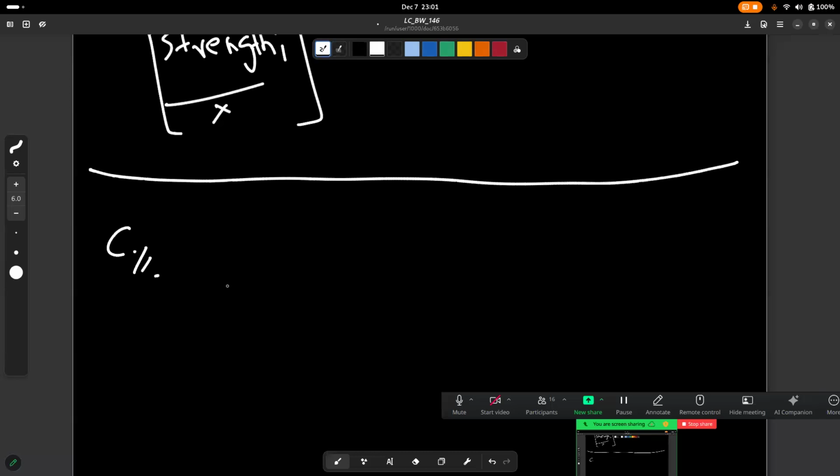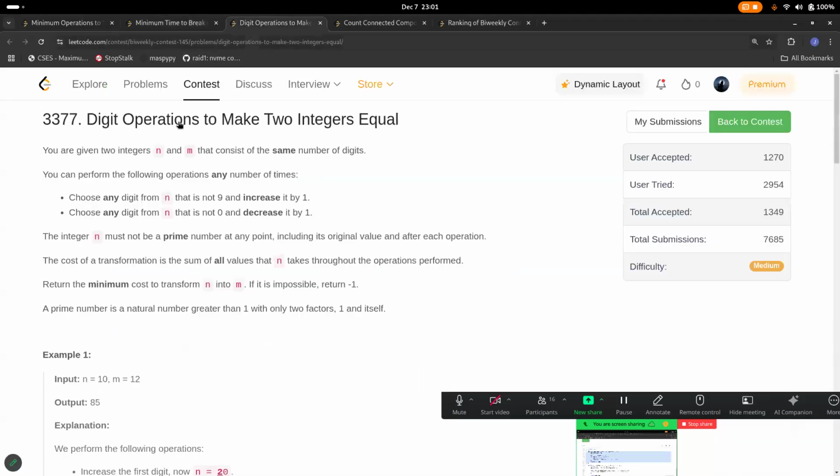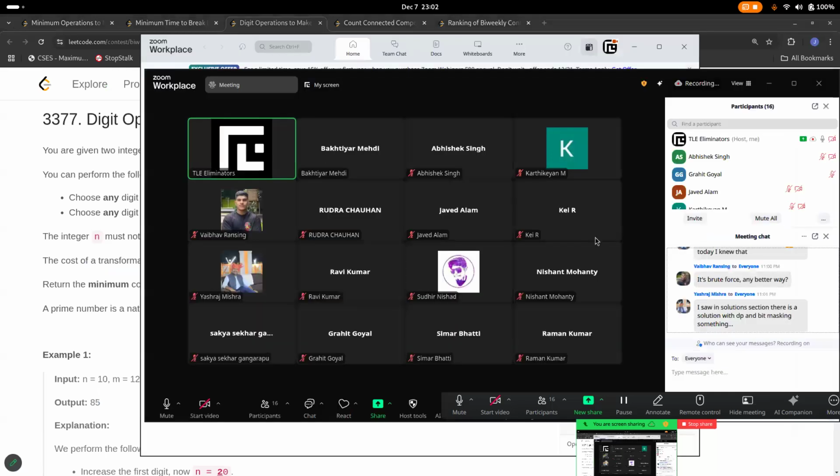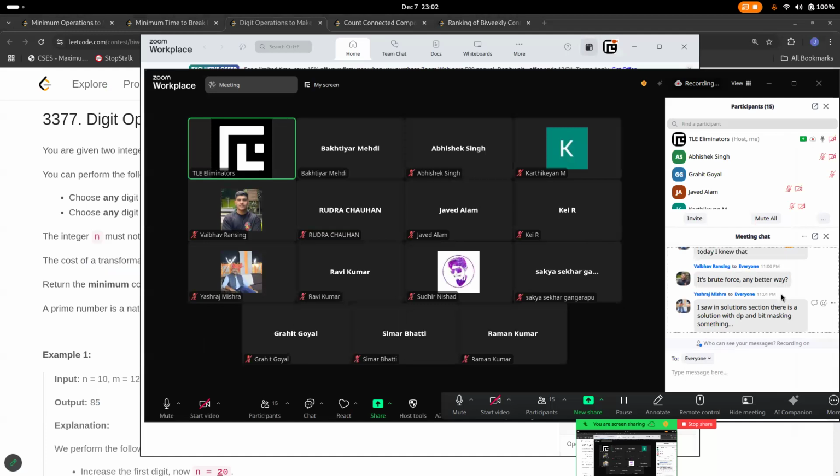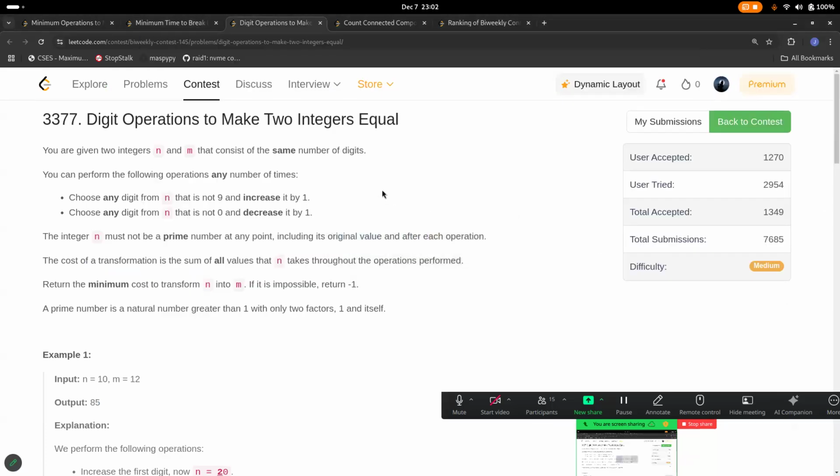Now moving on to the third problem. This was the digit operations to make two integers equal. So the third problem is digit operations to make two integers equal.